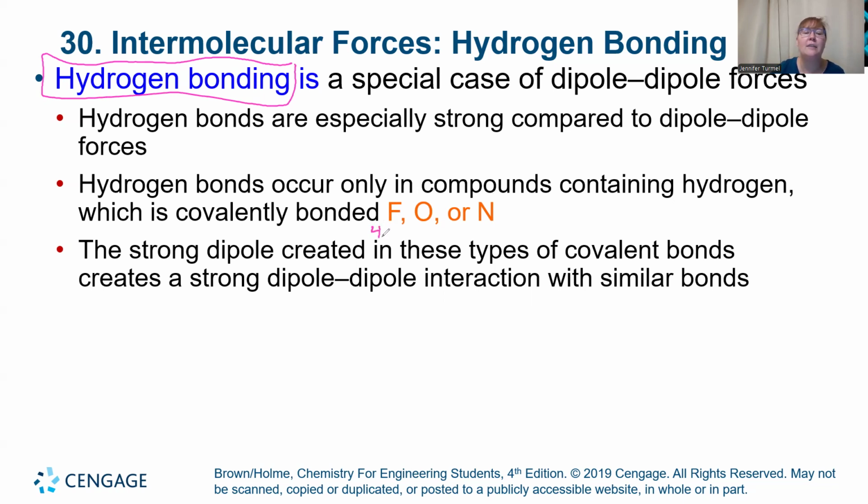Now, fluorine has an electronegativity of 4.0, and oxygen has an electronegativity of 3.5, and nitrogen has an electronegativity of 3.0. Sometimes people will consider chlorine also, with an electronegativity of 3.0, to have weaker hydrogen bonds as well. But your core ones here are fluorine, oxygen, and nitrogen.